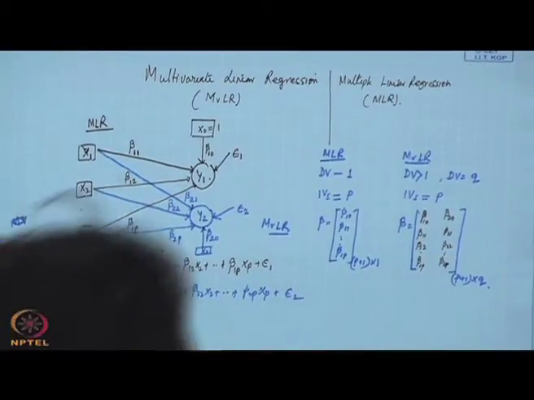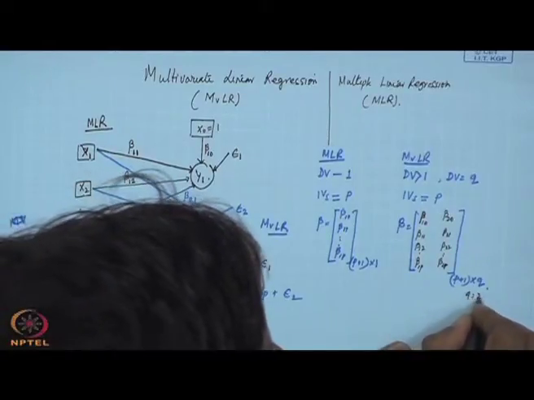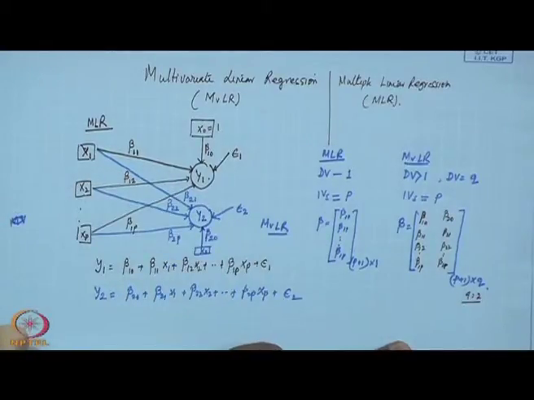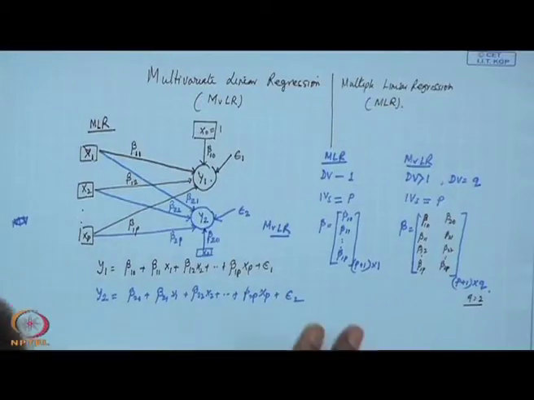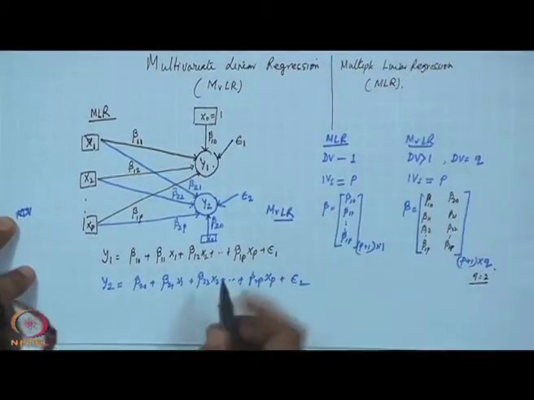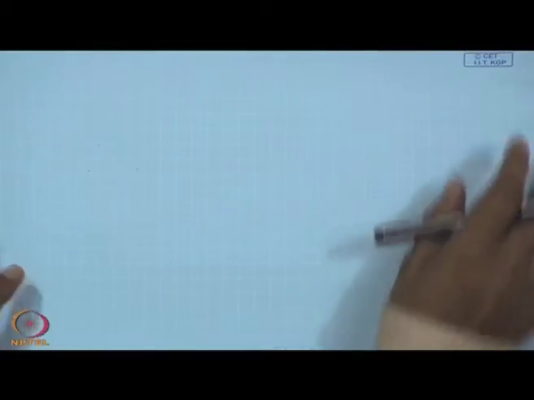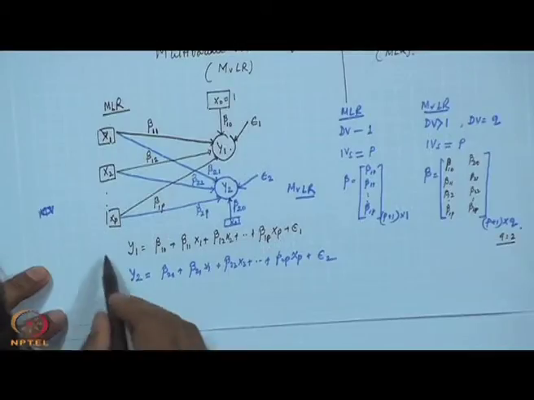Getting me? So, here that means here q equal to 2. Now you may be interested to add many more variables in the y side. Instead of 2, q may be 10, and then you will be having 10 simultaneous regression equations.